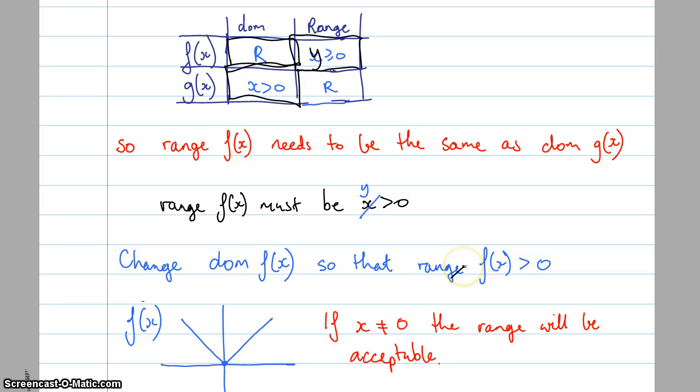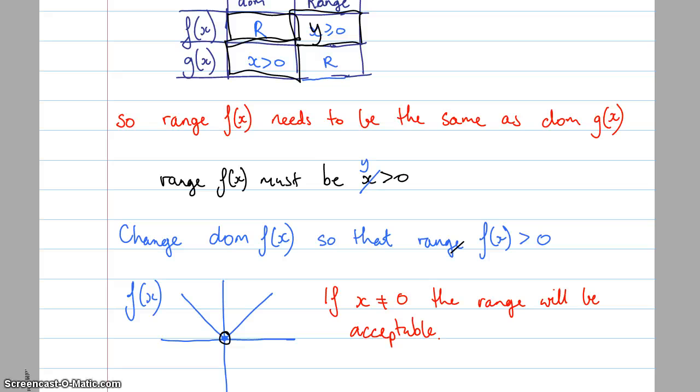If x is not equal to 0, I'll have a big dot here, and all of the other values will exist, but that dot won't be there. So therefore, my range is now real positive numbers. Or another way of writing that is x. Sorry, we're dealing with range, aren't we? y is greater than 0.